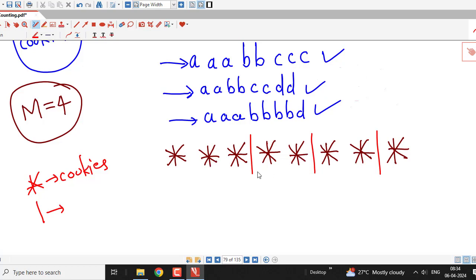Now what we will do is, whenever we encounter a bar, we will change the type of cookie. Up to this bar I have 3 stars, so I will write A 3 times, first type of cookies. Now because I am having bar here, I will change the type of cookie from A to B. So here I am writing B. Now I am having bar here, so again I will change the type of cookie.